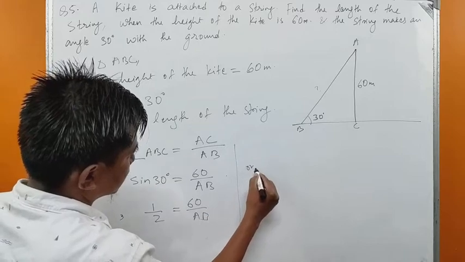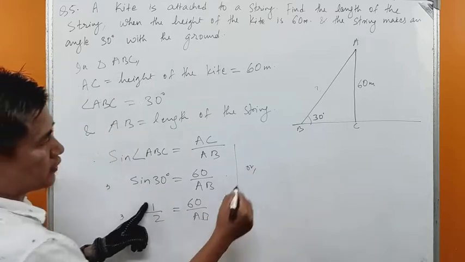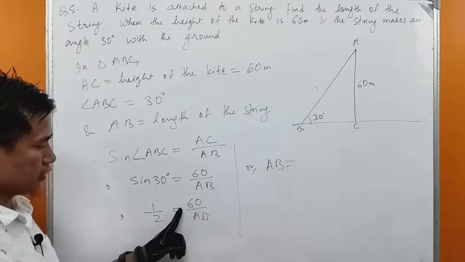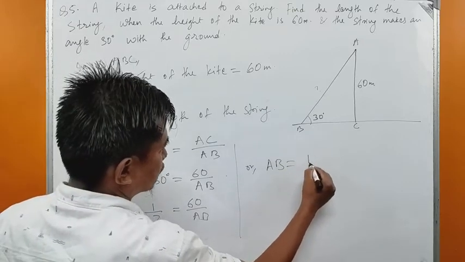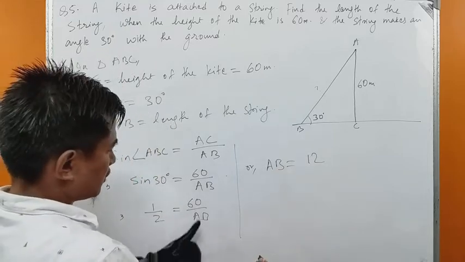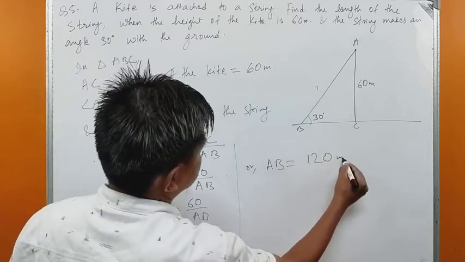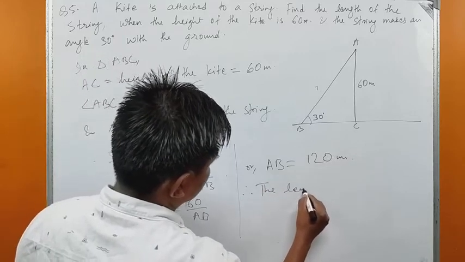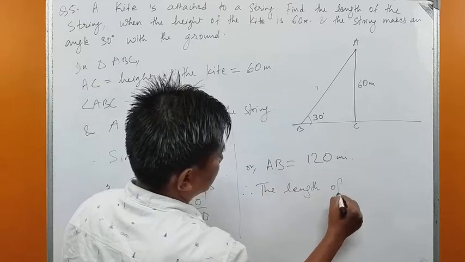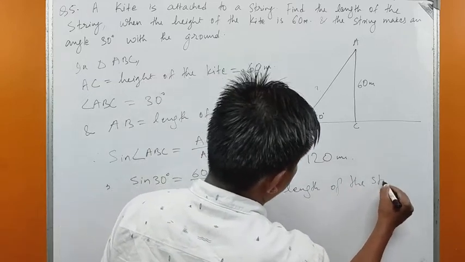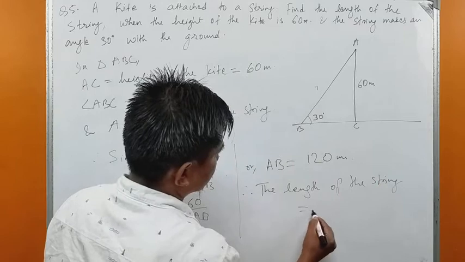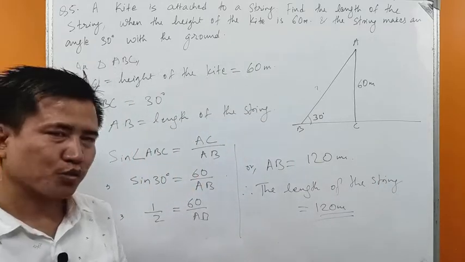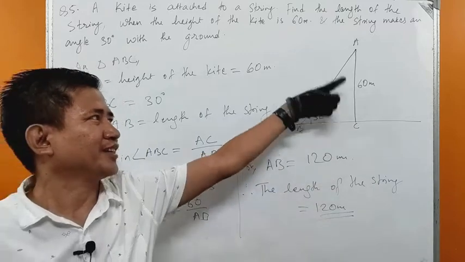Let me continue here. AB into 1 is AB. We cross multiply this, equals 2 into 60. 2 into 60 is 2 6 are 12, isn't it? 2 6 are 12. Now this 0 comes here, 120 meter. Therefore the length of the string equals 120 meter. Okay, when the length of the string is 120 meter, the height of the kite is 60 meter.